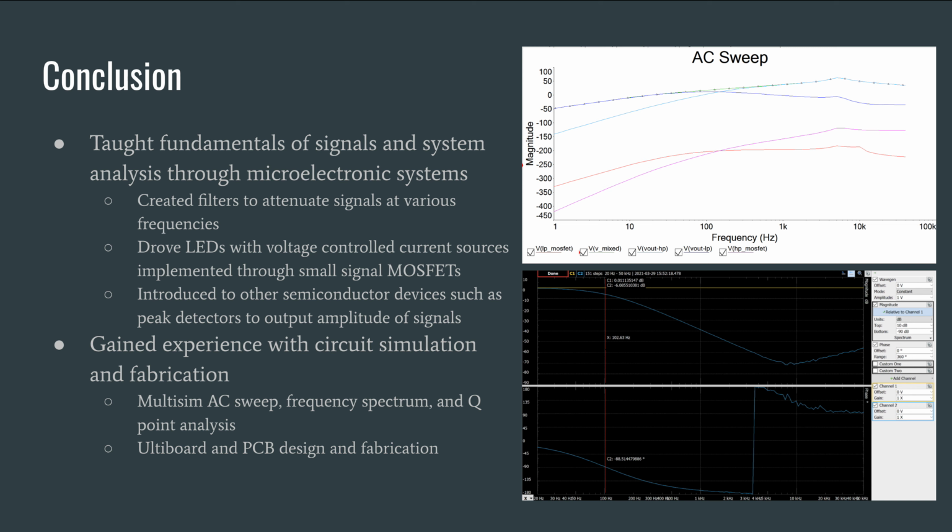During the class, experience was gained with circuit simulation software such as Multisim in order to perform AC sweep analysis, frequency spectrum analysis, and Q point analysis to determine DC behavior of the circuit. As well, after creating a circuit through Multisim, we were able to forward the simulation to Ultiboard in order to design and then fabricate a PCB, after which we soldered each of the pieces for a self-standing circuit.